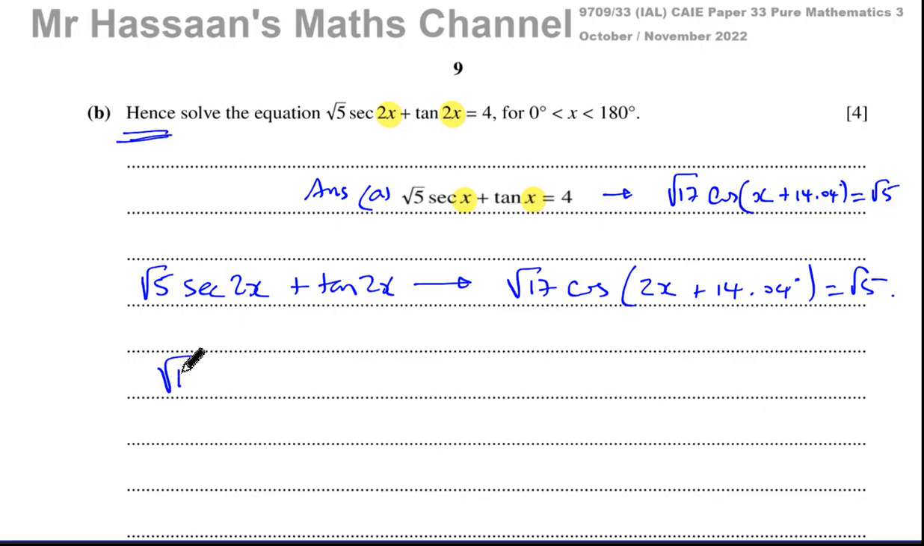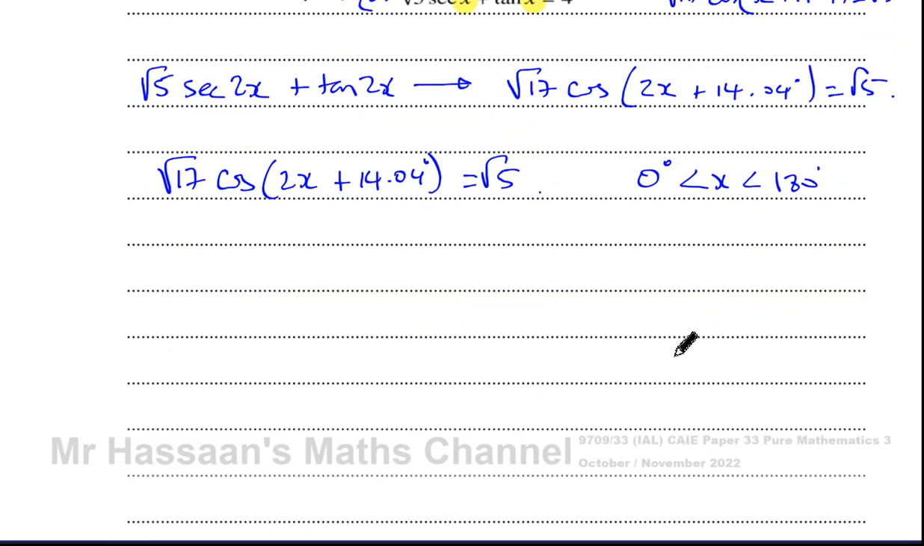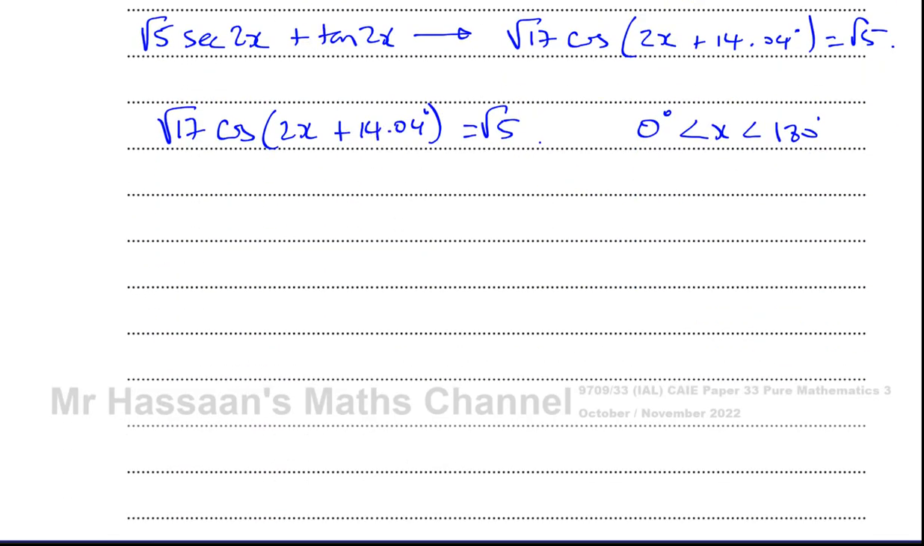So we have to solve the equation root 17 times the cosine of the angle 2x plus 14.04 degrees is equal to root 5. We have to solve this between the limits of 0 and 180 degrees. To solve this equation, we must first isolate this cosine of 2x plus 14.04. So we're going to divide both sides by root 17 first. So we have the cosine of 2x plus 14.04 degrees is equal to the square root of 5 divided by the square root of 17.